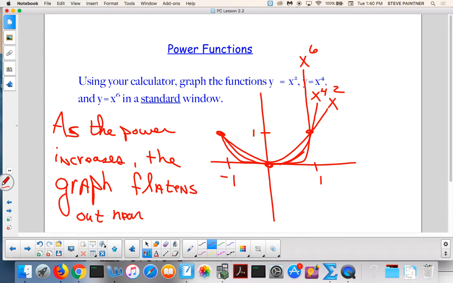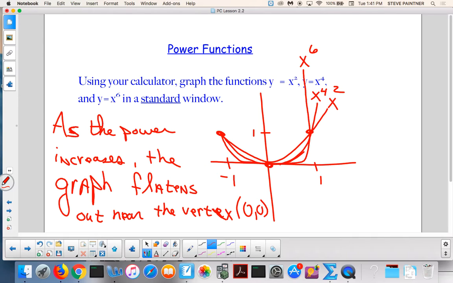Flattens out near the vertex 0, 0. You can word that in any way you want, as long as you understand it just gets flatter and flatter right at the x-intercept 0, 0. You okay?